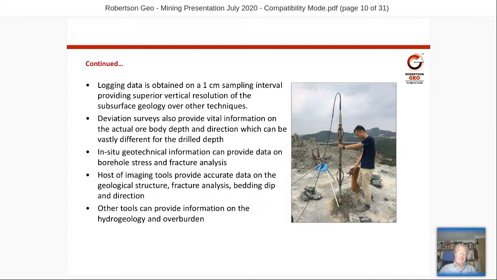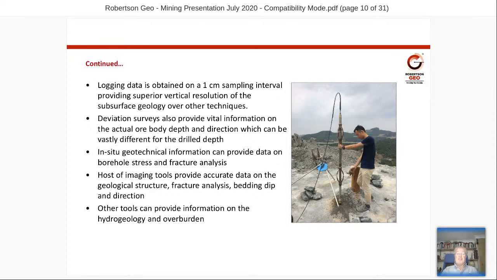One of the other advantages of logging is that the sampling interval can be down to as small as 1 centimeter. So this provides superior vertical resolution on the subsurface geology compared to other techniques which may be conducted from surface. Deviation surveys can also provide information on the ore body, and looking at the difference between true vertical depth and measured depth can give an indication of the true depth and direction of the ore body, which could be vastly different from the drill depth.